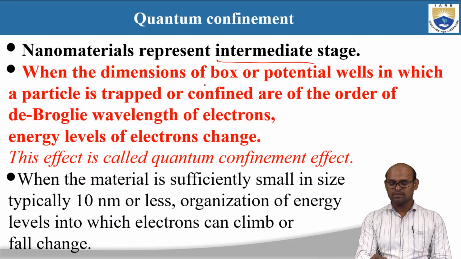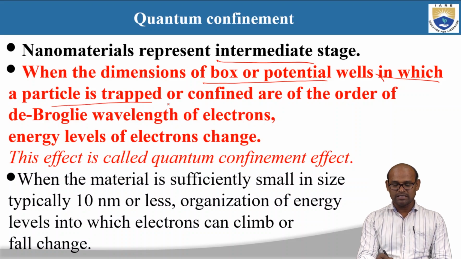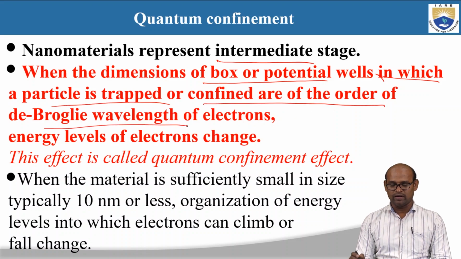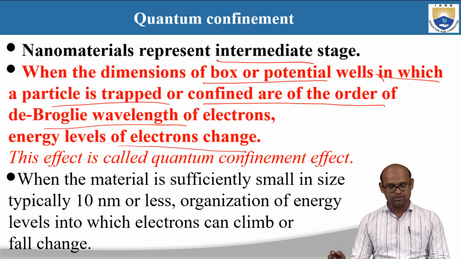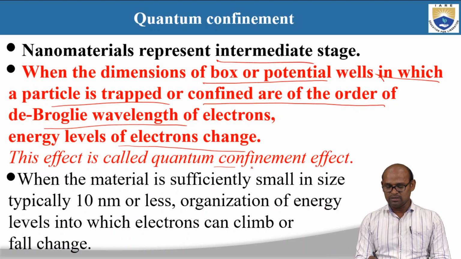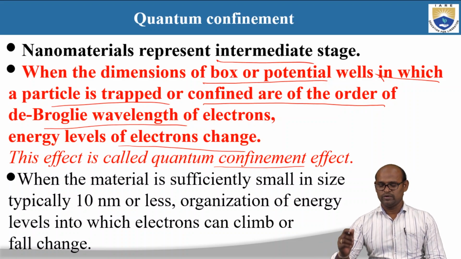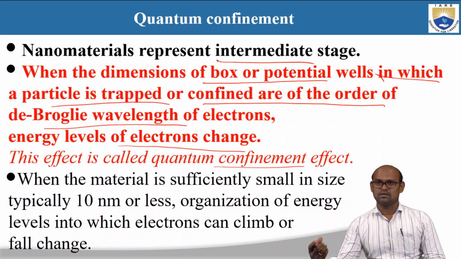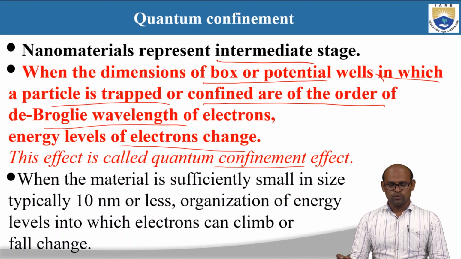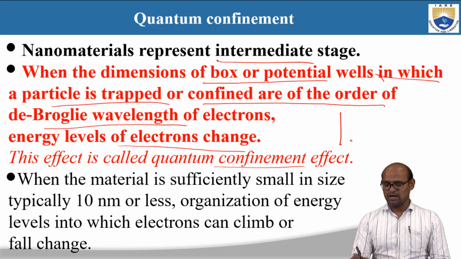So when the dimensions of the box or potential well in which a particle is trapped are of the order of the de Broglie wavelength of the electron, the energy levels of electrons change. This effect is called the quantum confinement effect. When we take an isolated atom, energy levels are discrete. When we have many atoms, energy levels are continuous, right? Now, when the dimension of the potential well in which the particle is trapped is of the order of the de Broglie wavelength lambda, then the energy levels of the material will change.